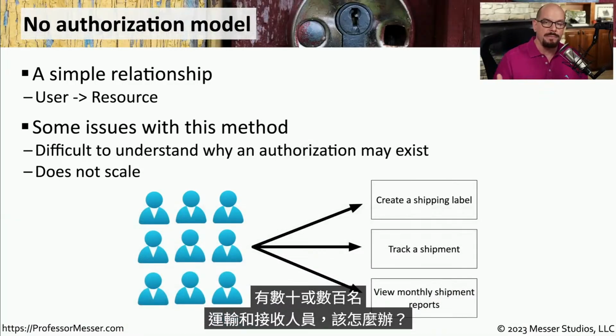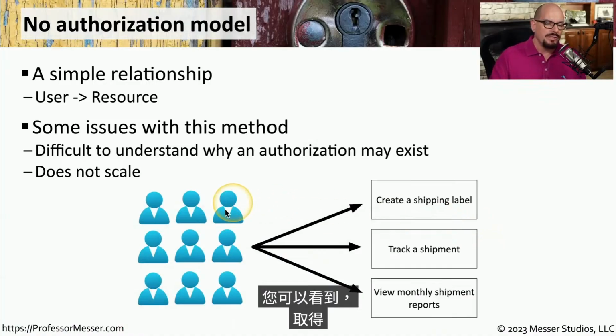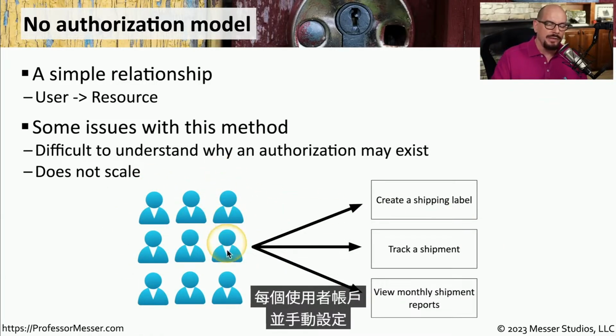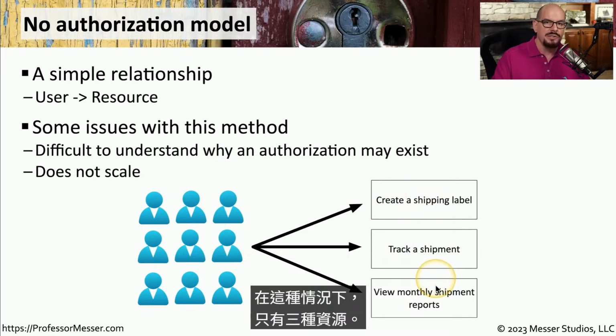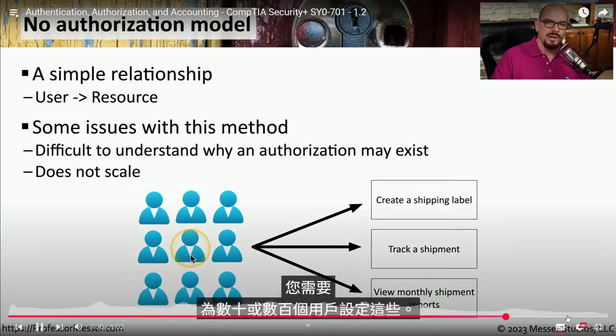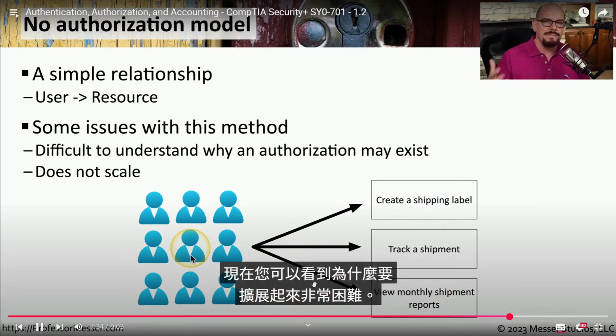tens or hundreds of people in shipping and receiving, you can see it would be difficult to take every single user account and manually set up rights and permissions for every single resource that they need access to. In this case, there's only 3 resources, but imagine if there were tens or hundreds of resources, you would need to set those up for the tens or hundreds of users. You can see now why this would be very difficult to scale.